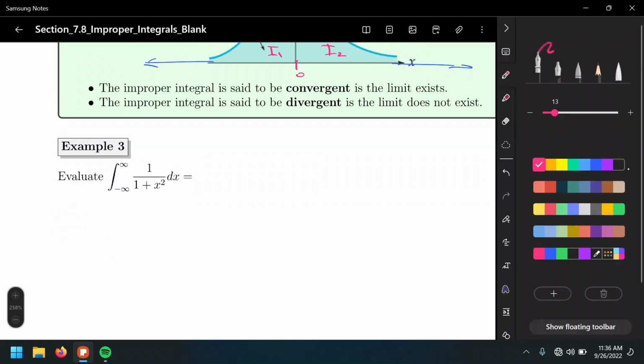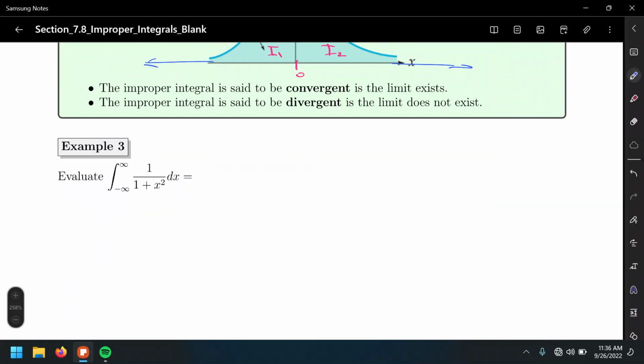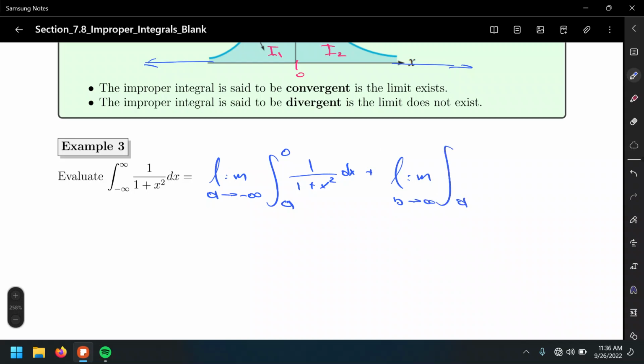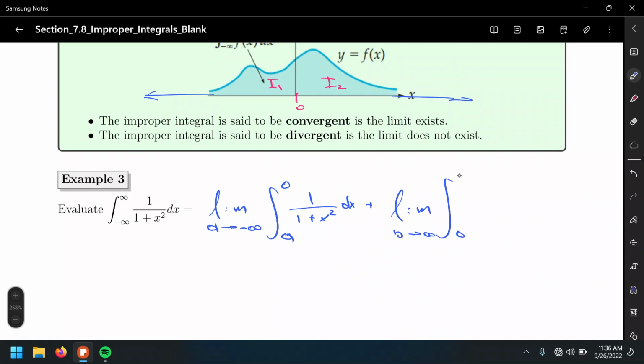So how about we split this integral into two separate integrals? Number one, I'm going to label the lower limit a approaching negative infinity of the integral from a to 0 of 1 over 1 plus x squared dx, plus the second part, limit, in this case b approaching infinity, the integral from 0 to b of 1 over 1 plus x squared dx.